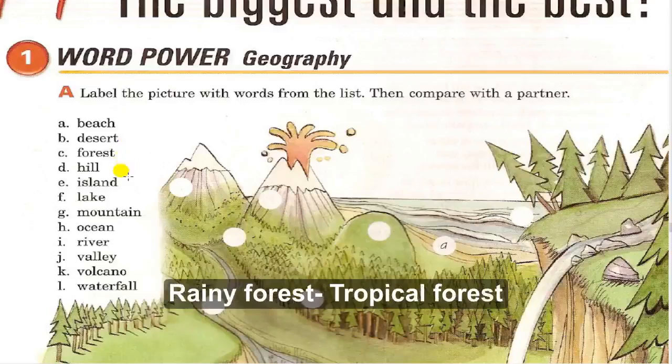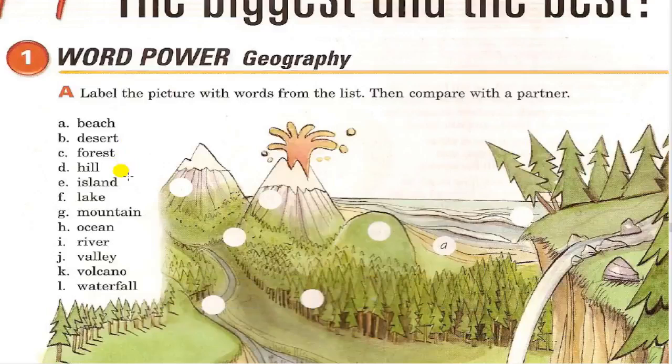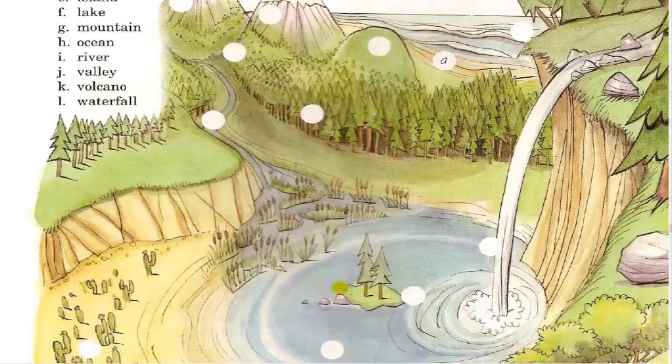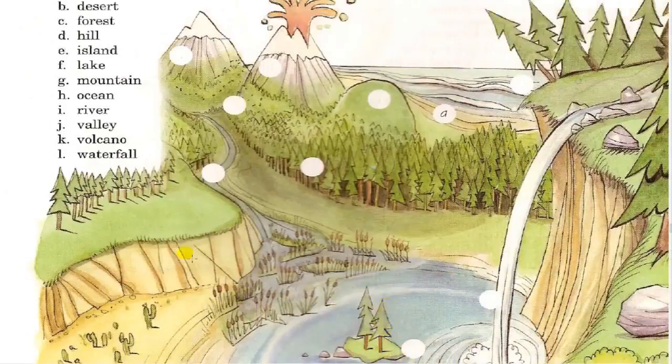Hill, less than 1,000 meters, the Great Hill in Egypt. Island, name of an island. Island means a piece of land with water around it. Tiran Island.